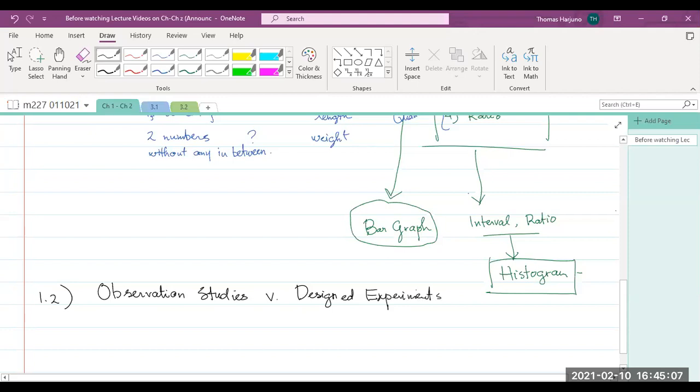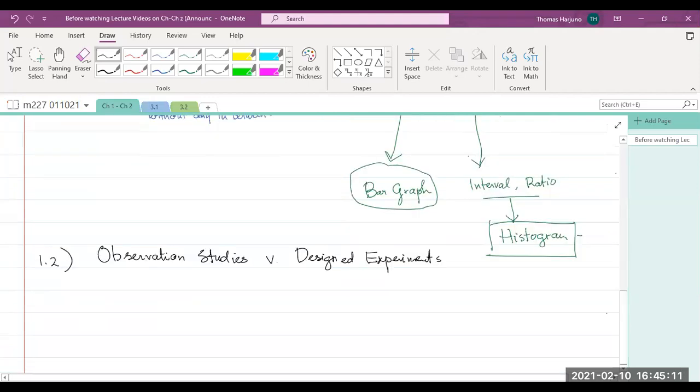Okay, when we collect data, there are 2 major ways to collect data. First one, observational studies, basically coming from the word observe. You only observe, you only look at that, measure this, measure that. Now, design experiment, on the other hand, you may tweak, you apply certain stimulus or stimuli to the objects.